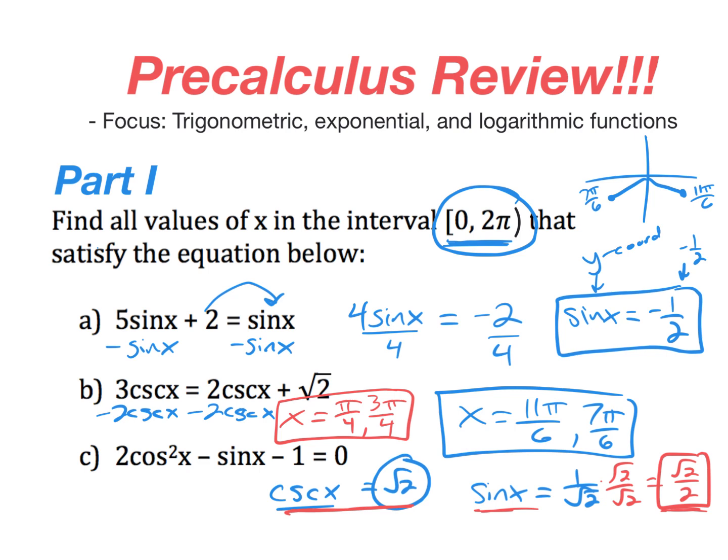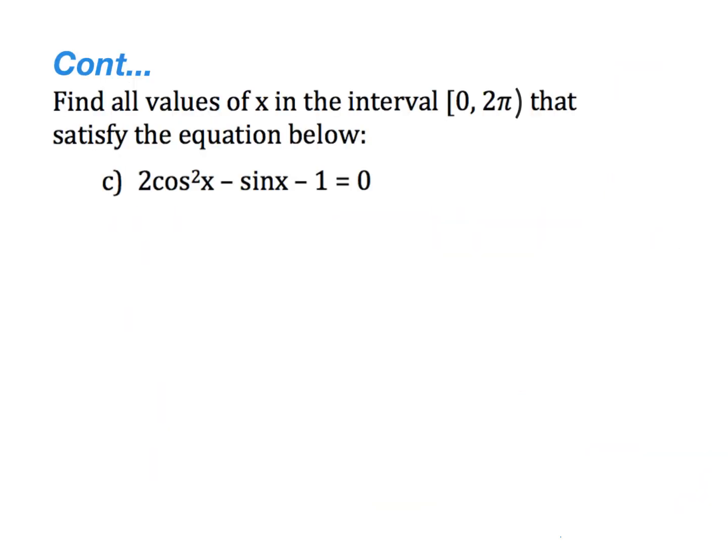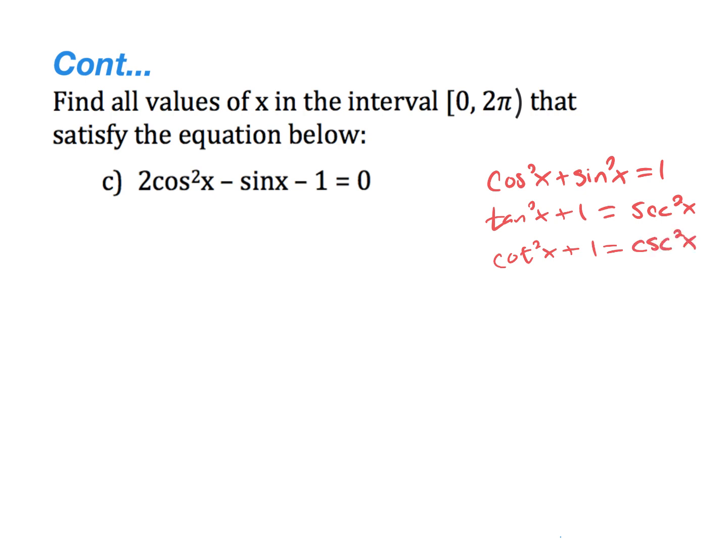Now, the last one is a little bit above and beyond type question. It involves a couple trig functions, and notice one of them squared. The point of this problem is just to refresh your memory about those Pythagorean identities that we talked about in pre-calc. It's true that cosine squared plus sine squared equals 1. Another identity you should know is that tangent squared plus 1 equals secant squared. And the last one we looked at was cotangent squared plus 1 equals cosecant squared.